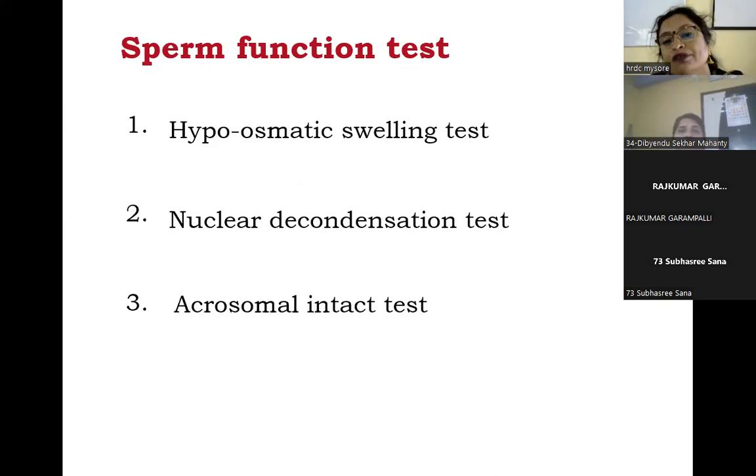In order to confirm the functional capacity, we need to conduct a series of experiments. The first one is the hypoosmotic swelling test. Then the second is the nuclear decondensation test, and the acrosomal intact test. These are the three gold standard tests performed to know whether the sperm has normal function.